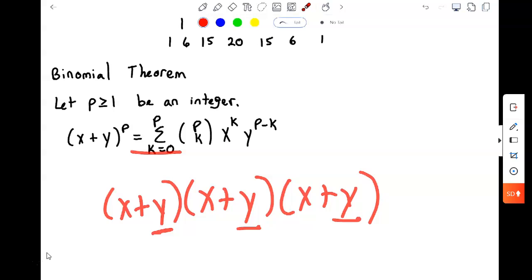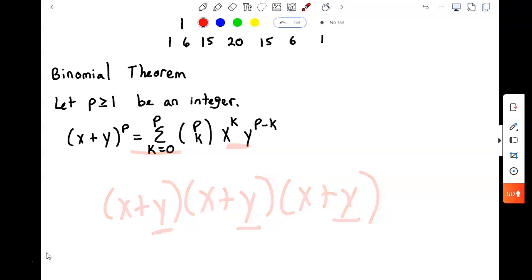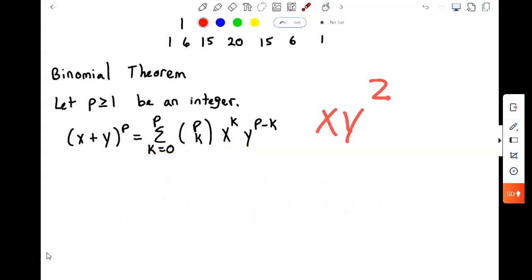I'm sorry, there's 1 way to do it. You've got to pick all the y's. All right, so 3 choose 0 is 1. Then you'd have your y cubed term. Okay, then we would do k equals 1. And what I would want for k equals 1 is x to the first, y to the second. So I would want an xy squared.